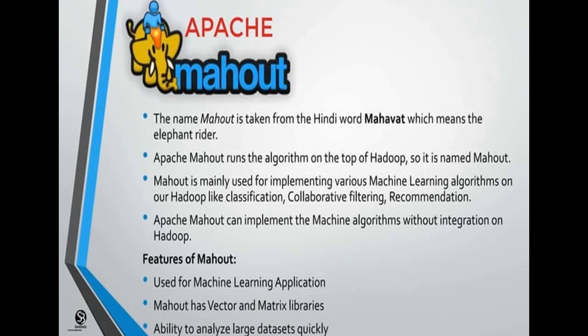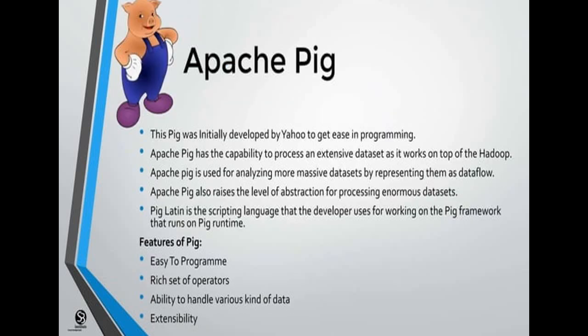And Apache Mahout. Apache Mahout is taken from the Hindi word Mahavat, which means the elephant rider. Apache Mahout runs algorithms on top of Hadoop, so it is named Mahout. Mahout is mainly used for implementing various machine learning algorithms on Hadoop, like clustering, collaborative filtering, and recommendations. Hadoop Mahout can implement the machine learning algorithms without integration on Hadoop. Features of Mahout: it is used for machine learning applications, has vector and matrix libraries, and has the ability to analyze large datasets quickly.